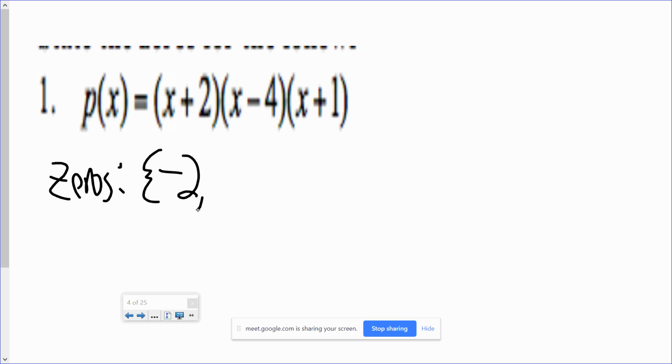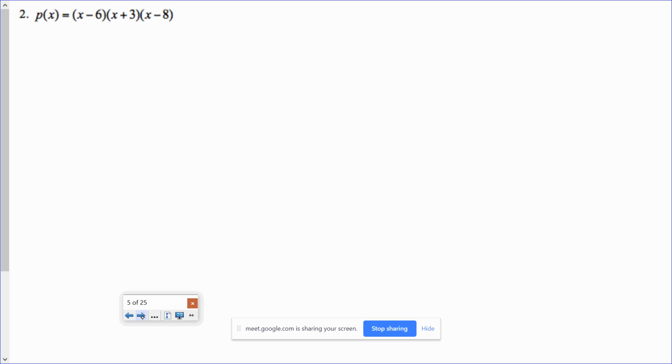If x minus 4 is a factor, then 4 is a 0. If x plus 1 is a factor, then negative 1 is a 0. And that's it. You're just changing the sign, but understand that zeros are just numbers and factors have an x. To go back and forth between them, you're just changing the sign. I'm going to give you about 20 seconds. Try number 2 on your own.